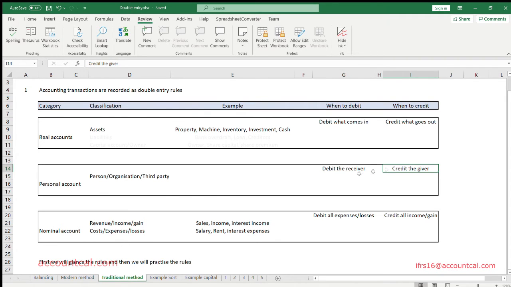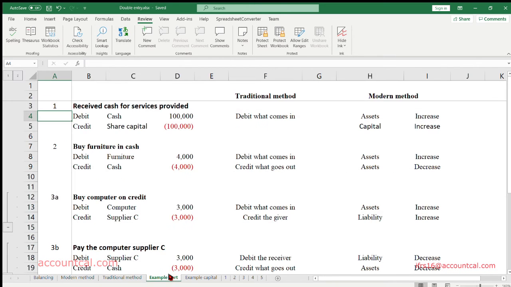That's the second rule. And with the nominal account, revenue and cost, the rule is debit all expenses and credit all income. So just remember these. You don't have to remember all the rules of the traditional method. If you remember these, which I have highlighted, that will help you.